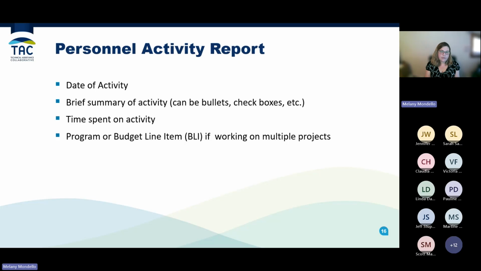The personnel activity report should have the date of the activity and a brief summary of the activity. This is where you can be creative and streamline things. You could have bullets people could check off. You could have check boxes if there are core activities that people do, so people aren't writing the same thing over and over again. You need to have the time spent on the activity, and it needs to have the program and typically it's both the budget line item.